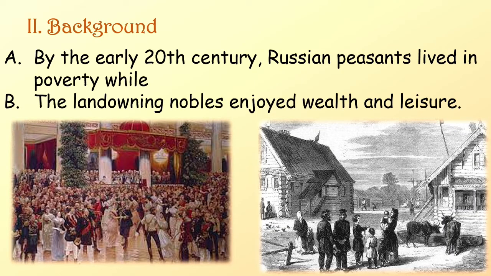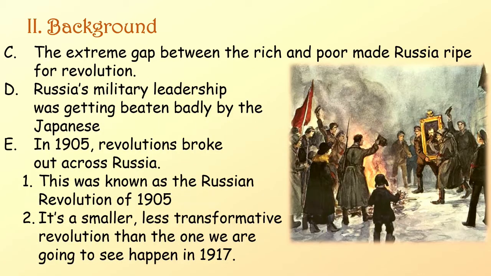Background. By the early 20th century, Russian peasants lived in poverty while landowning nobles enjoyed wealth and leisure. The extreme gap between the rich and the poor made Russia ripe for revolution. Russia's military leadership was getting beaten badly by the Japanese in the Russo-Japanese War. And in 1905, revolutions broke out across Russia. And this was known as the Russian Revolution of 1905. And it was a smaller, less transformative revolution than the one we're going to see happen in 1917.